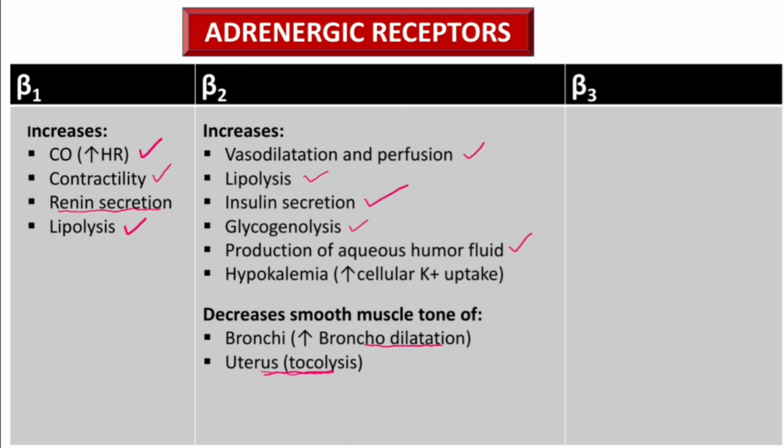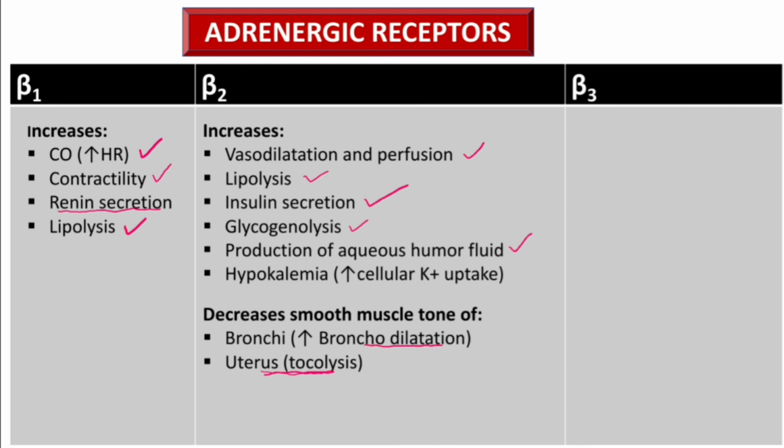There are some processes which I didn't mention here which are affected if you stimulate beta 2. For example, in the GIT, peristalsis will be inhibited. Also, processes like absorption of nutrients or gastric secretion will be inhibited. They will only be stimulated in parasympathetic conditions. We talked about it in the previous video on cholinergic receptors.